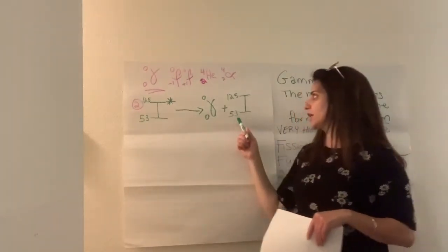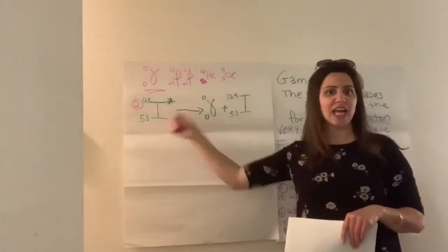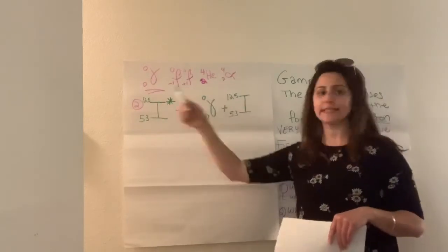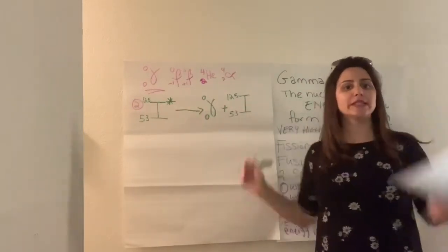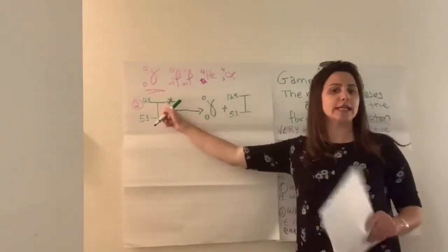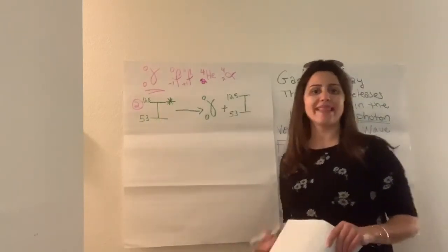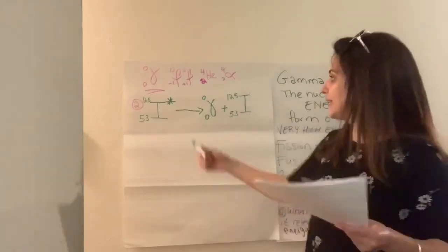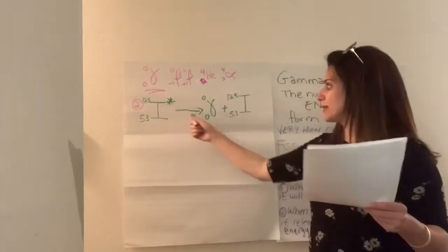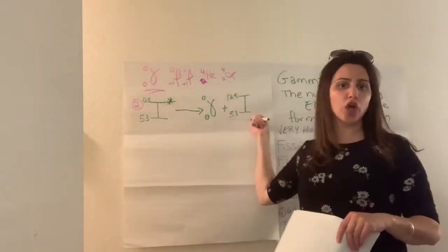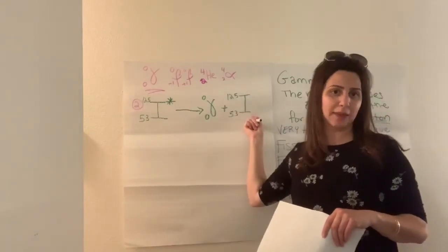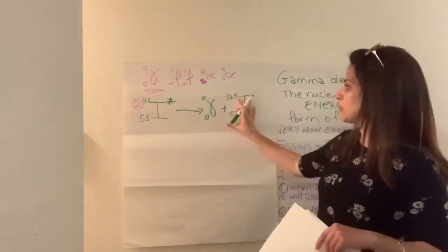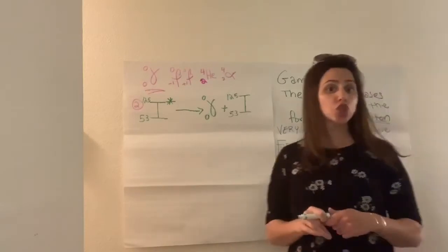So if you notice here, nothing changed at all. It's the exact same element. The only difference is it's no longer in an excited state. So when the atom is showing that it's in an excited state, once it releases this gamma, it's no longer in an excited state. It's back to being stabilized, okay? And so this would be scenario number 2.